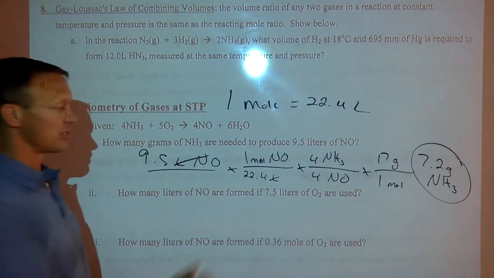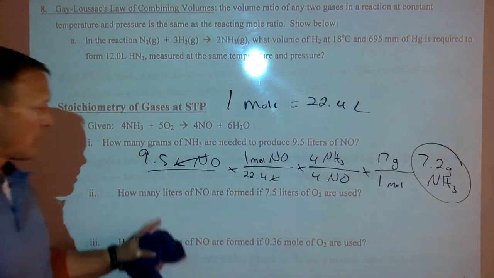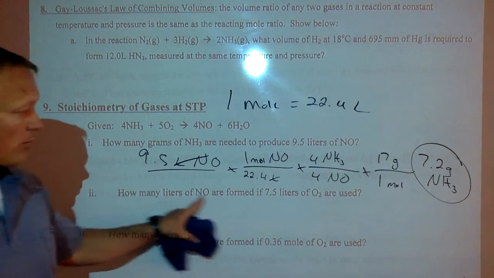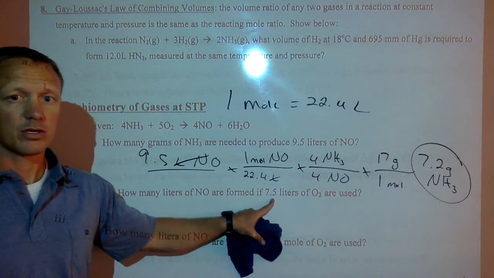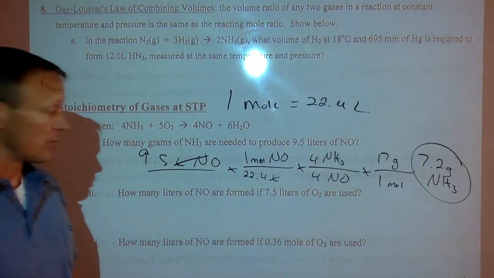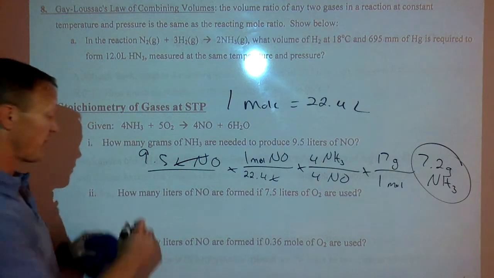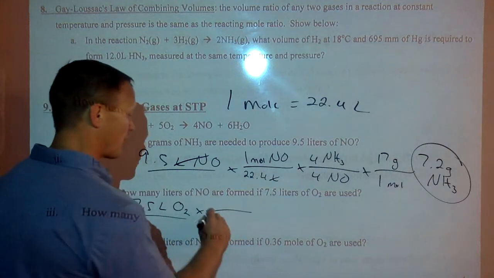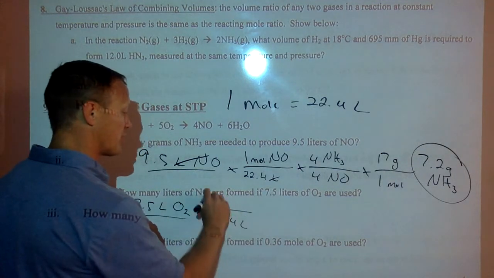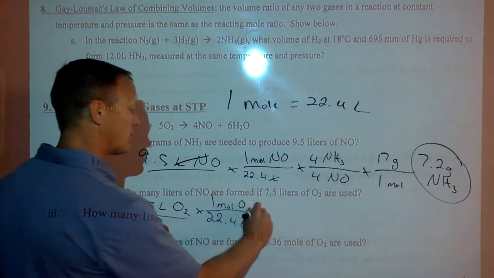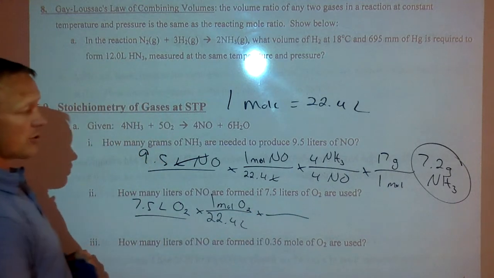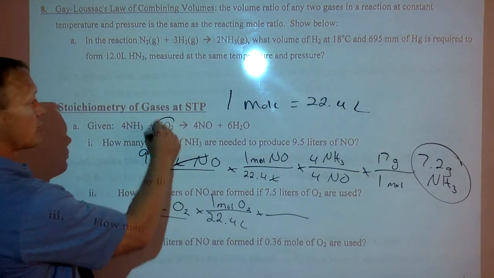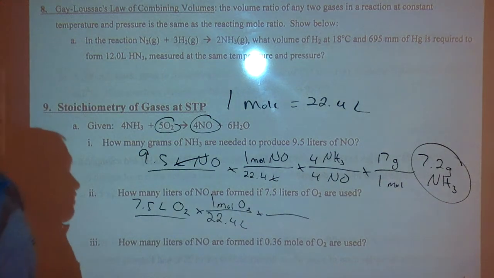So normal stoichiometry, we now can use this ratio right here. How many liters of NO are formed from 7.5 liters of O2? Again, we can do a liter-to-liter ratio here. If you don't do that, that's fine. If you did it without it, you'd do 7.5 liters of O2, converting that to moles, I'd say 22.4 liters is a mole of O2. My ratio, O2 to NO.